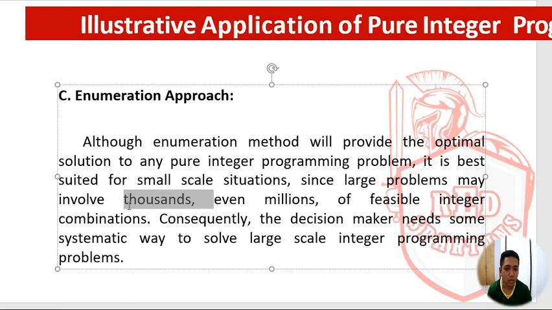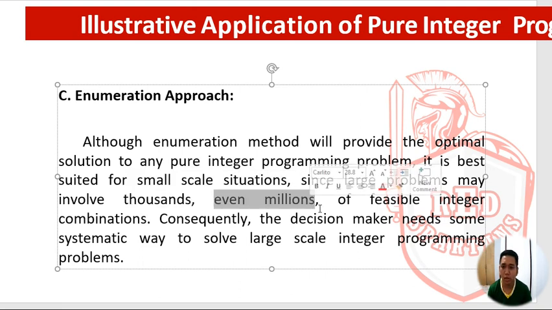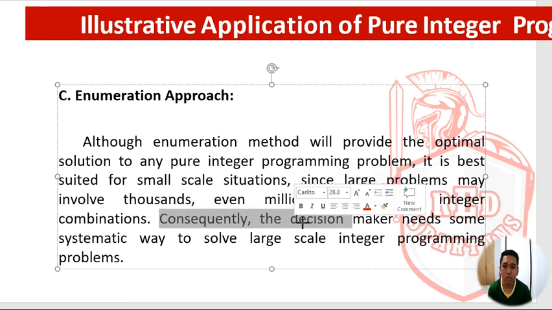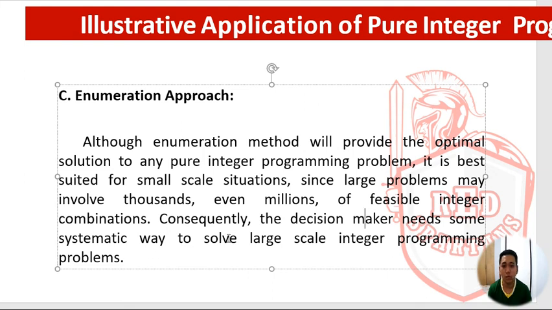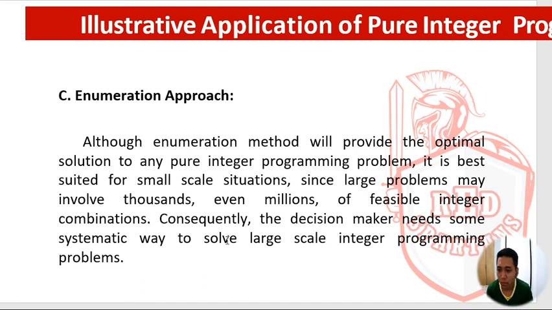When it reaches thousands and millions, sir, do studies reach that? Yes, because in real life situations, our values are like that. Consequently, the decision maker needs some systematic way to solve large-scale integer problems. Meaning to say, after analyzing it using linear programming, we solve it using the rounding off method of IP, and we determined it is doable and could be chosen, but to get the optimum value, when the numbers are small, we could consider solving it using the enumeration method.